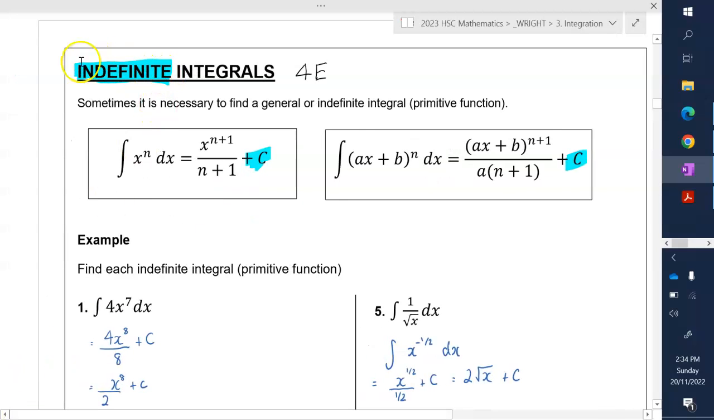And note, this is an indefinite integral, okay, where we're adding plus c. And we'll have a look at a different version of that in the next couple of days. Okay, off you go.